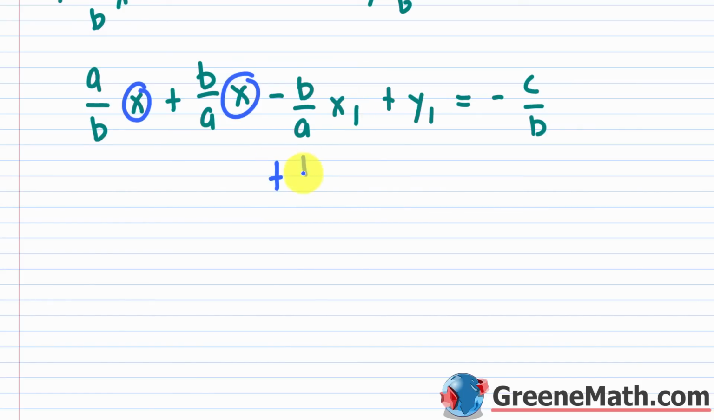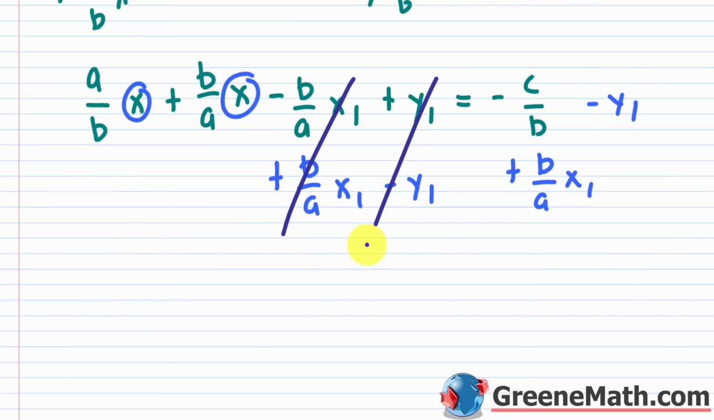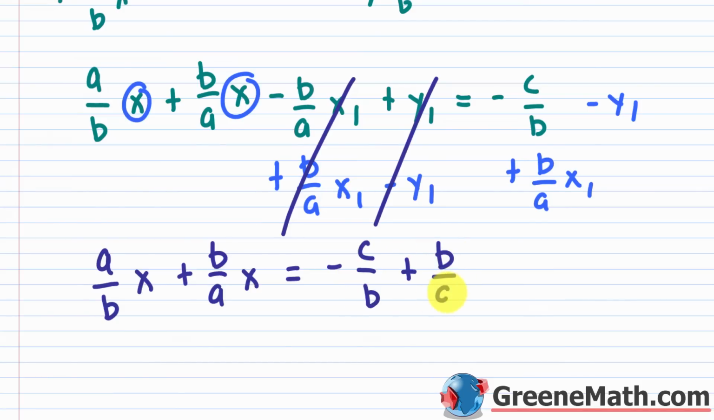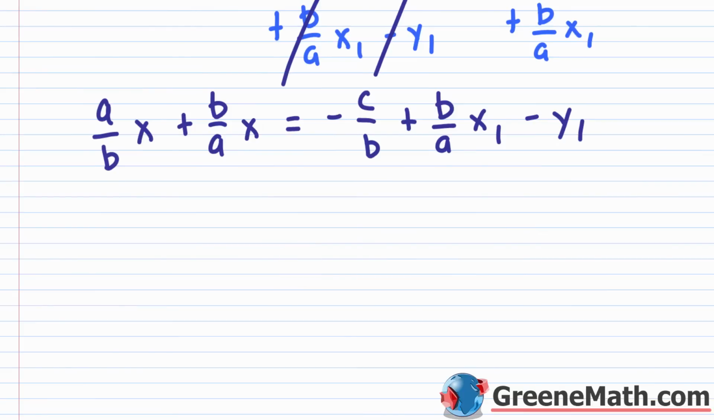So I'm going to add b over a times x sub 1 to both sides of this equation. Let me put this up here where it goes. And then I'm going to subtract y sub 1, let me just do that over here, away from each side of the equation. So this guy right here is going to cancel away, and so is this guy. So that gives me a over b times x plus b over a times x is equal to, over here, I have negative c over b, and then plus b over a times x sub 1, and then minus y sub 1. I am trying to solve for x here.